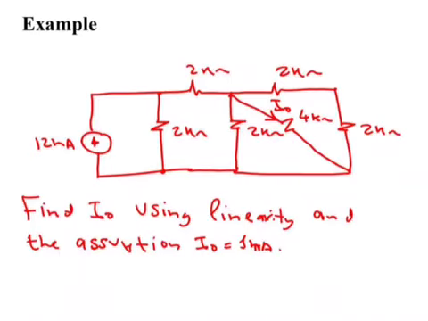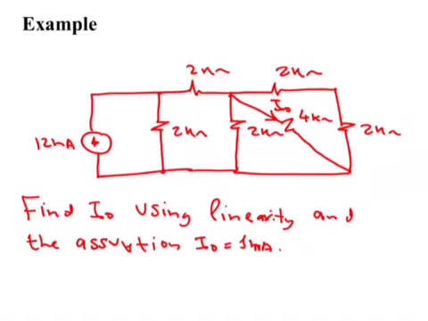Okay, the previous part was theoretical, so let's now see how we can use linearity to solve a circuit. We have a circuit here, we have a current source 12 milliampere, we have a number of resistors here, and we'd like to calculate the current I naught. Of course, we can do a sequence of current divisions, but we can do it in the opposite direction. Let's assume that I naught here is already 1 milliampere, and try to see what is the excitation that will give me this current of 1 milliampere.